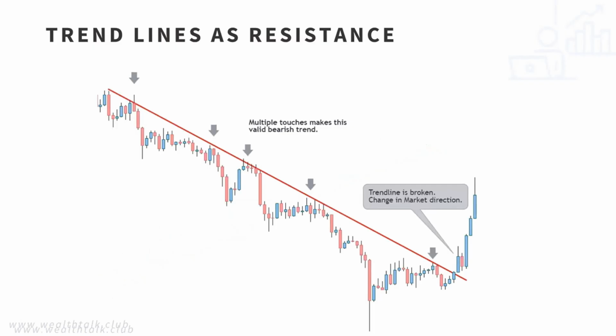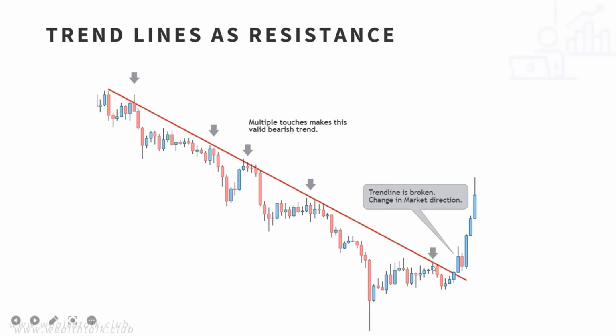Trend line as a resistance. Whenever the price is moving down, we are in a downtrend, and the trend line acts as a resistance area. Let's see here. The price is coming down. We are touching this trend line, getting rejected. We touch this, got rejection again until this is broken. So this trend line was valid as there were multiple touches, which makes this a valid bearish trend.